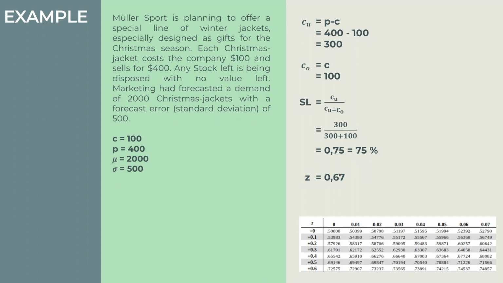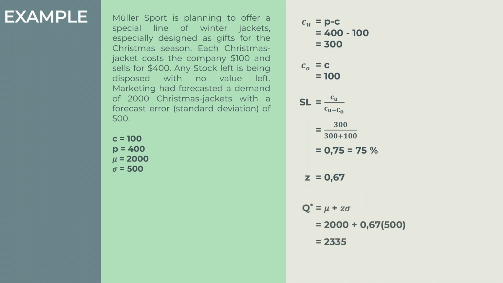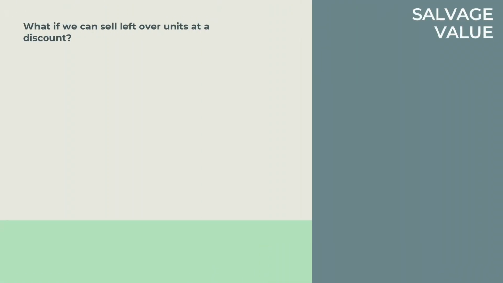As we are looking for the optimal order quantity, we plug this now into our formula Q star equals mu plus Z times the standard deviation, and we come up with the optimal order quantity of 2,335 units. So what if we can sell remaining goods at a discount? The problem becomes slightly more complex.